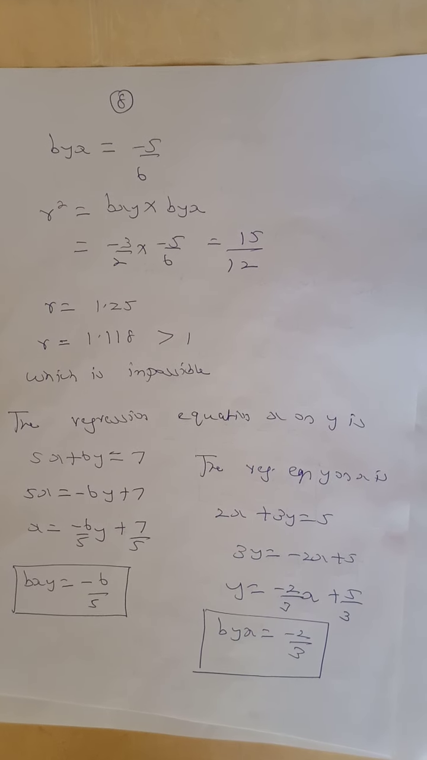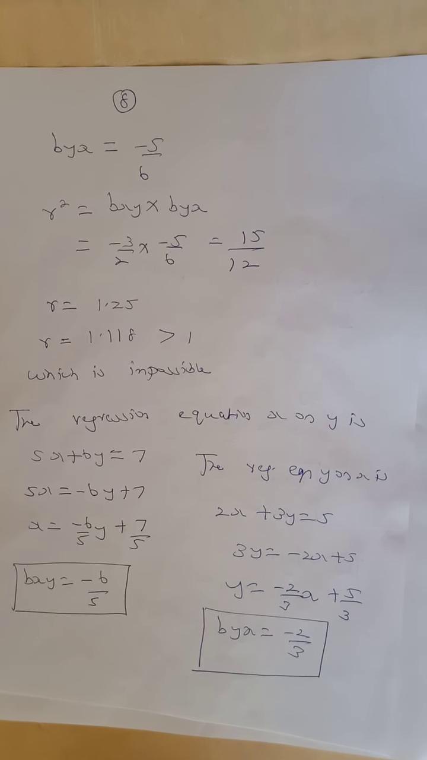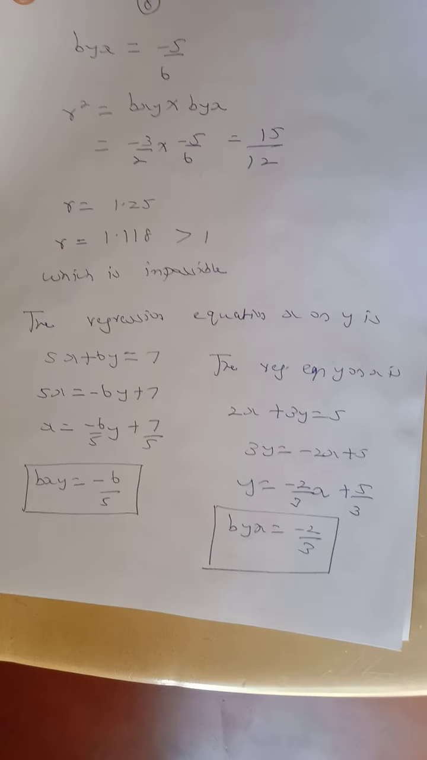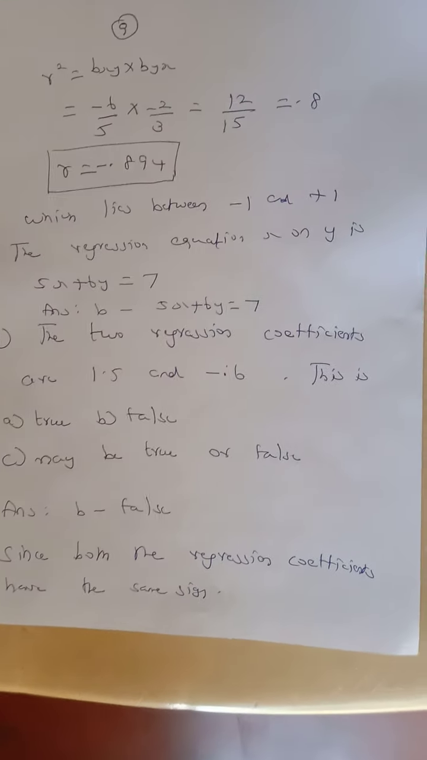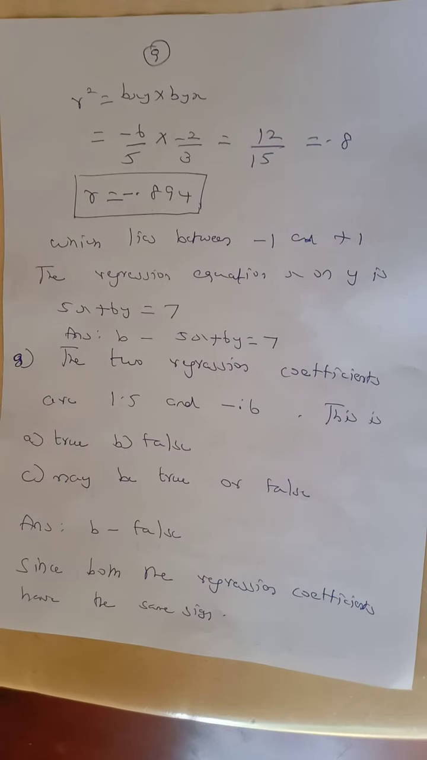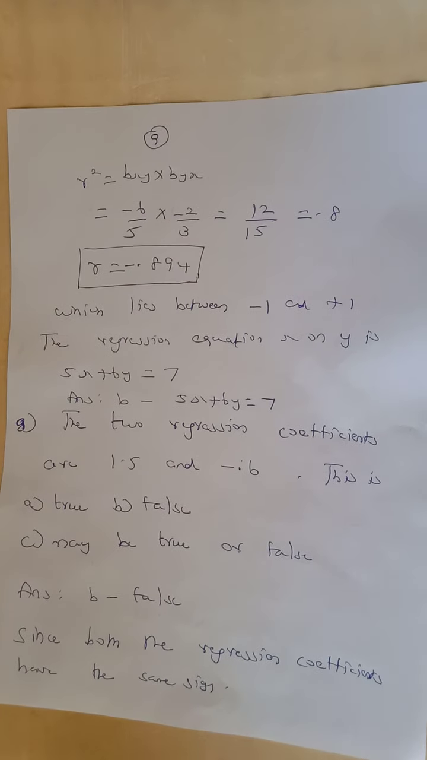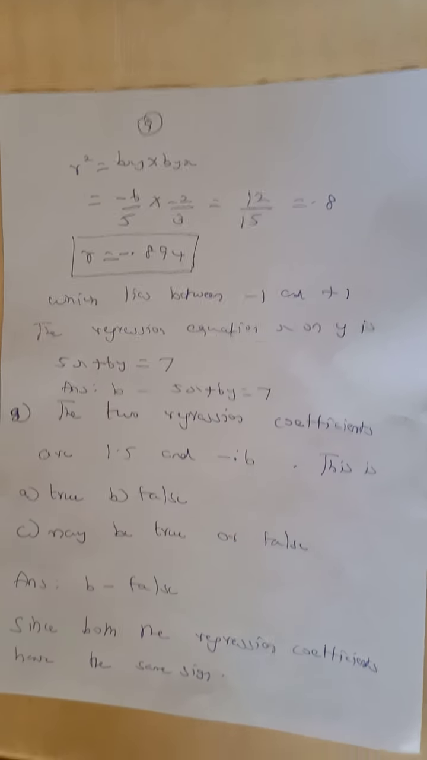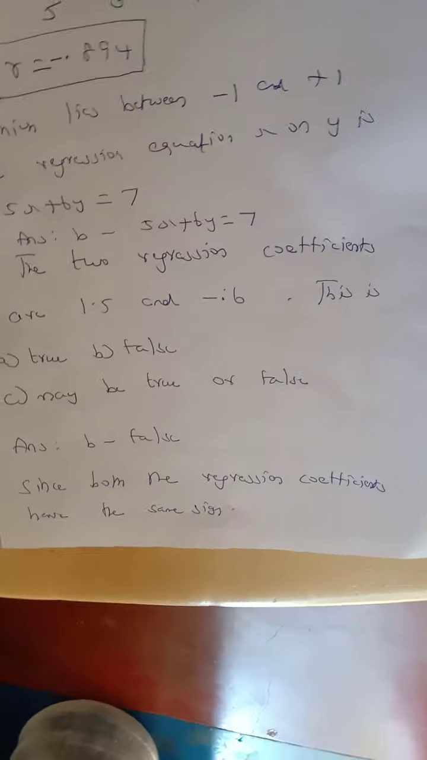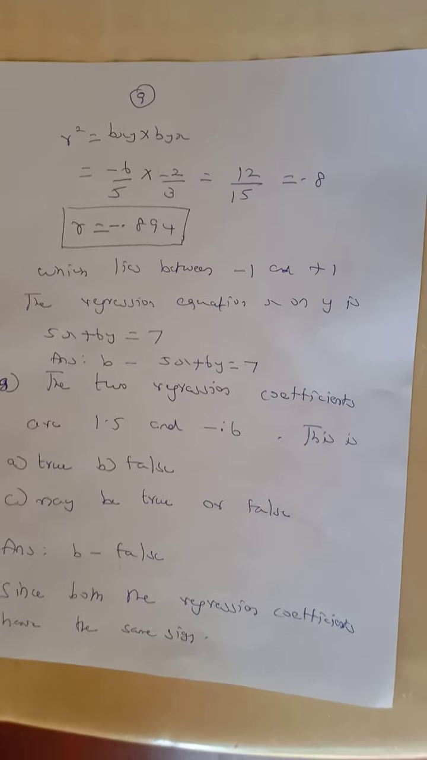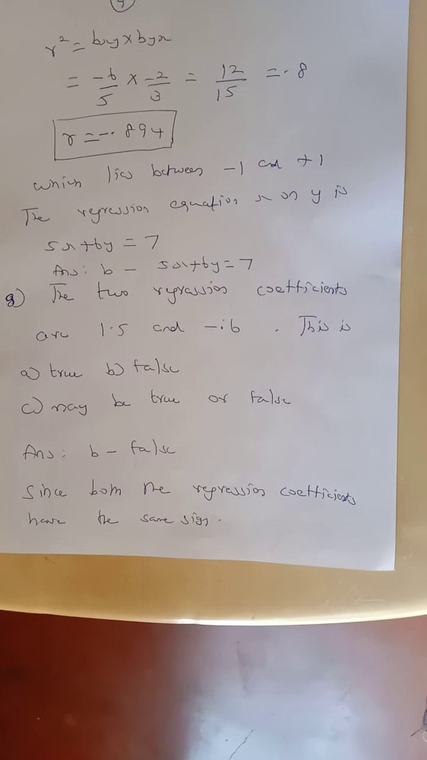So we just assume the opposite and find the regression equations x on y and y on x. For our exam we can't solve the whole lengthy problem, so we just take the opposite value. The regression equation x on y is 5x plus 6y equal to 7. While solving the equations we get the correlation coefficient equal to minus 0.894. The correct option is option B. Let us move to the next question.